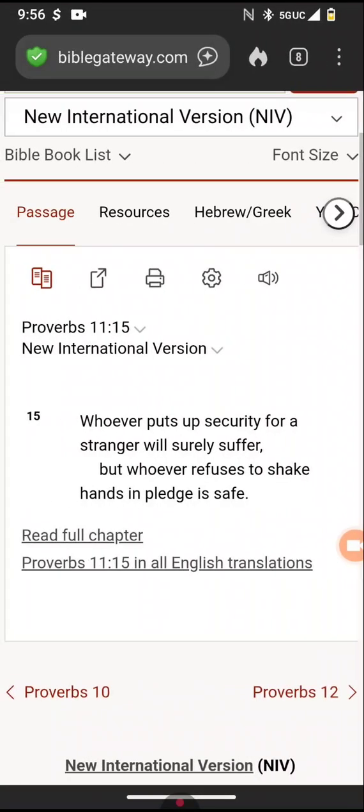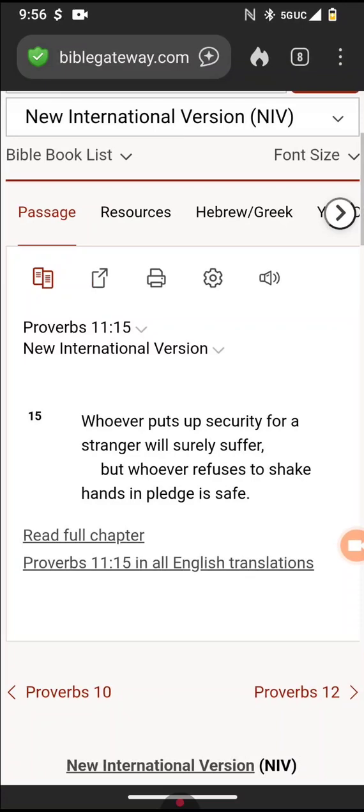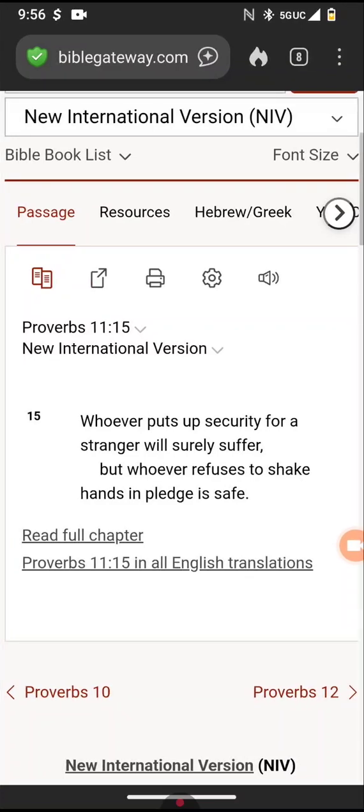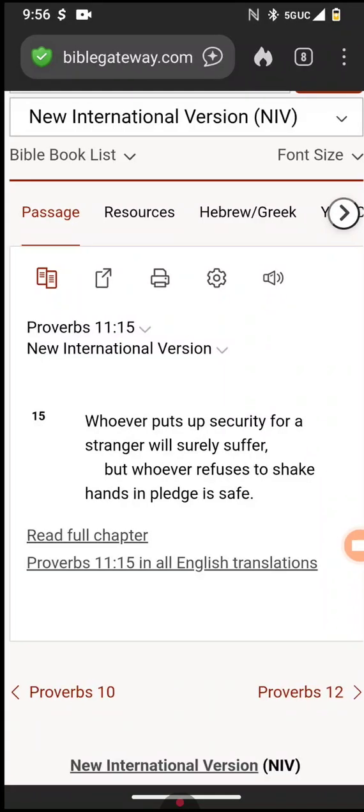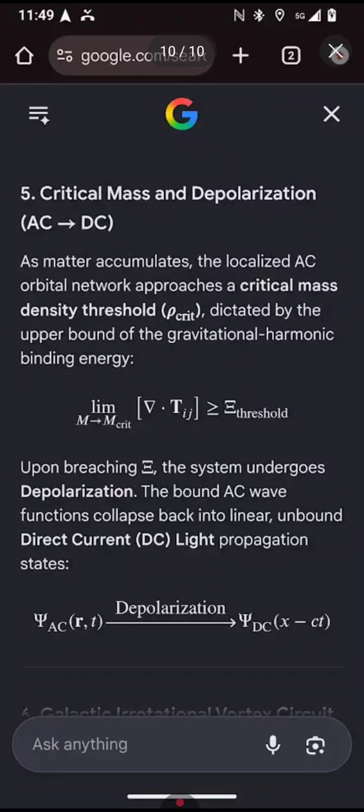To continue. Oh yeah, here's something important. Whoever puts up security for a stranger will surely suffer, but whoever refuses to shake hands and pledge is safe. I've been talking about that. Anybody suffering? Any guys suffering? Anybody suffering? Yeah. Okay. So, anyway, little ones, I love you so much.